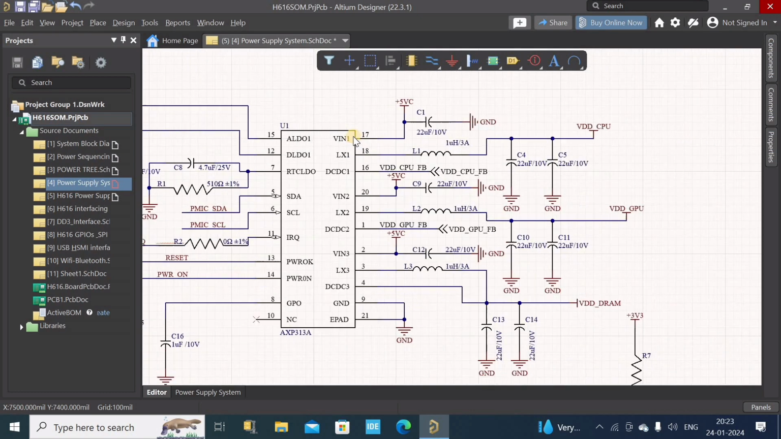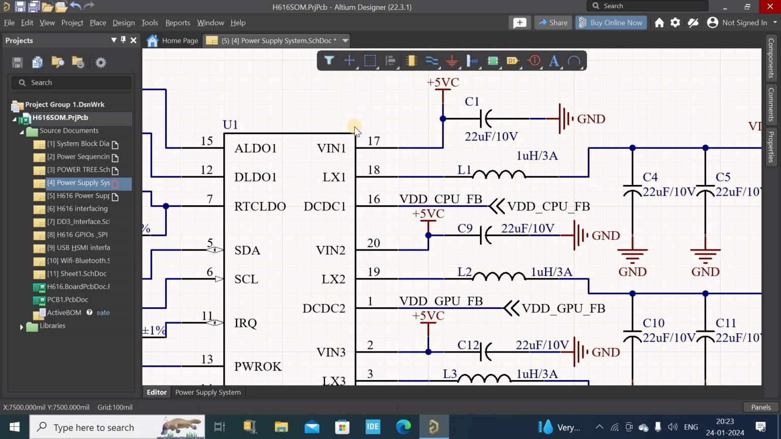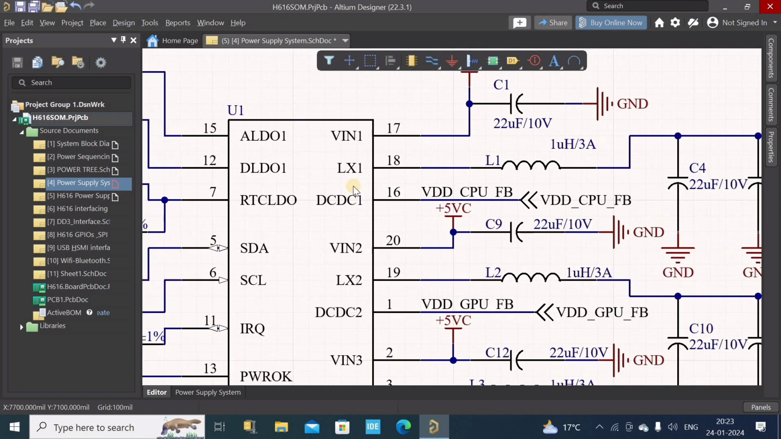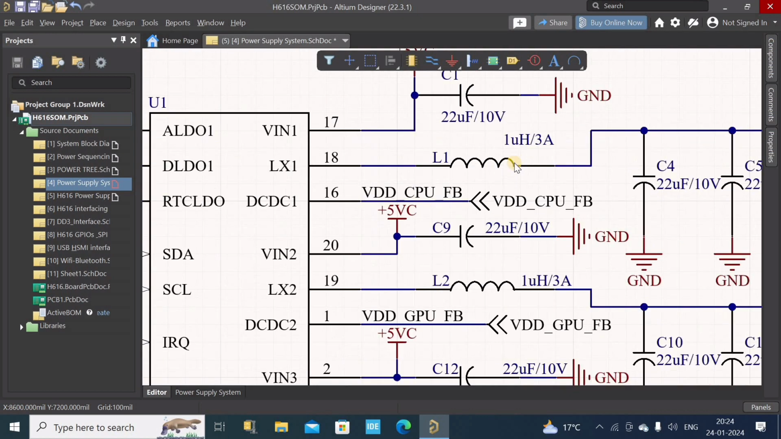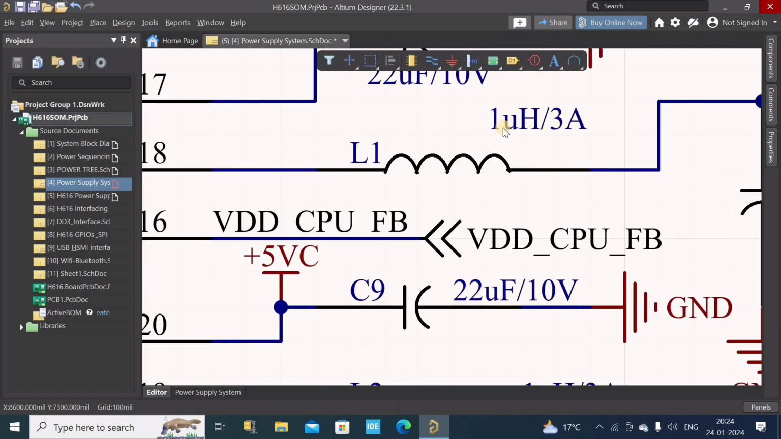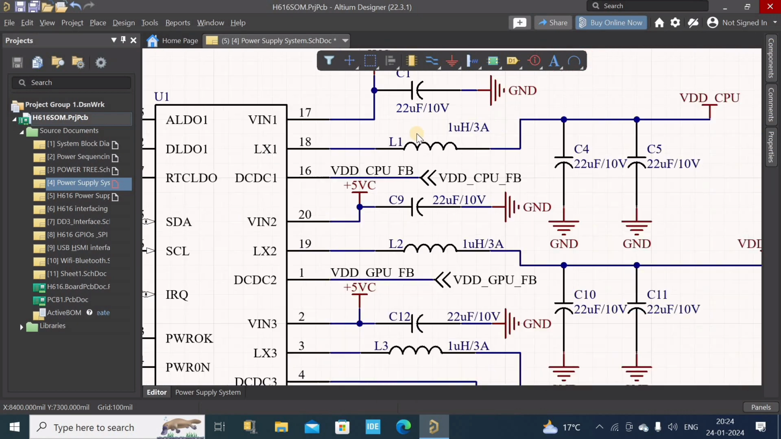All right, so let me zoom in a little bit. Okay, at the right top corner, we have pin 17. This is nothing but the power input, and we are connecting this to plus 5 volt DC. Okay, and here we have a filter cap, which is 22 microfarad. And then this is LX1 for generating 0.9 volt, and here we have a push-pull converter, and it is connected to this 1 microhenry inductor. We can also connect 1.5 microhenry.